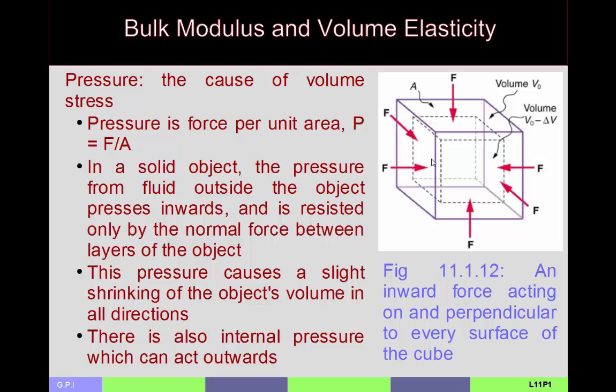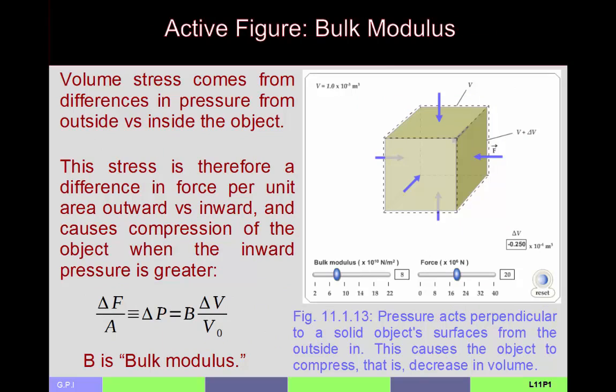And if you have an object which is a fluid, then there may be an internal pressure and an external pressure. And so the thing that matters ultimately is the pressure difference. Is there a larger force outward pushing in or a larger force inward pushing out? Well, it depends on the exterior pressure and the interior pressure. So it's actually a pressure difference that affects the bulk properties of a material. So volume stress is coming from differences in pressure from outside versus inside the object.